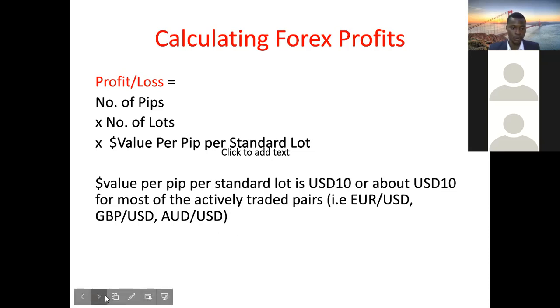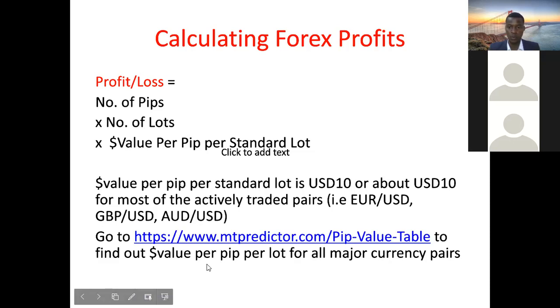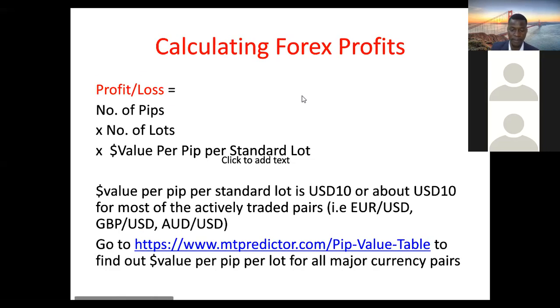So if you want to know more about it, you can go to this website to know the value of the standard lot size you are using. You can go to this website, https://www.mtpredictor.com/pips/value-table. You will see the value of each standard lot size for each pair you want to trade. So find out the value per pip per lot size of all major currency pairs, so that you know what you are doing and you get your numbers right.